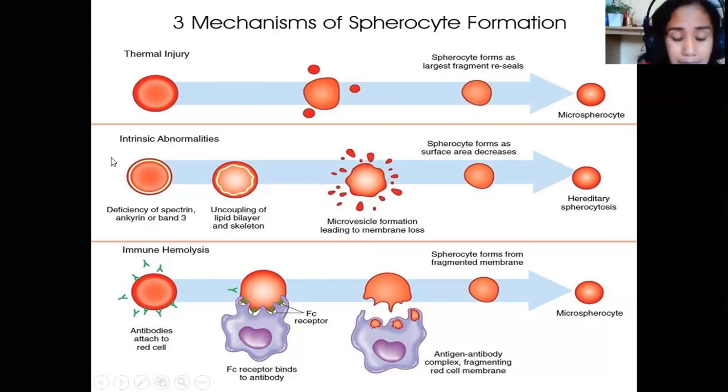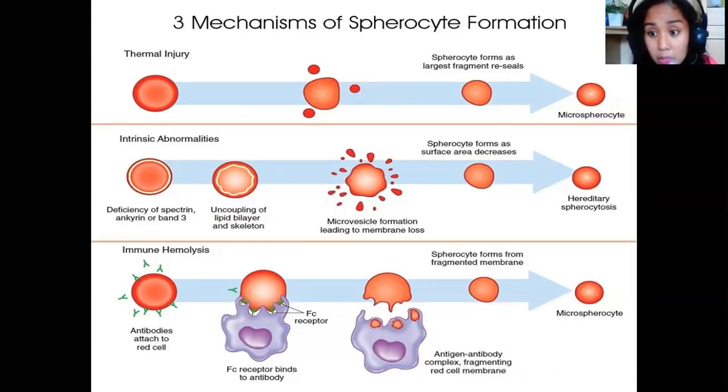Next, class, intrinsic abnormalities. This can happen in cases of hereditary spherocytosis, where there is a lack of spectrin, ankyrin, and band 3. So there is uncoupling of the lipid bilayer, and the membrane is rearranged, no longer normal and becomes circular, and the surface area decreases. I just want to remind you that your spherocytes are easily broken down.